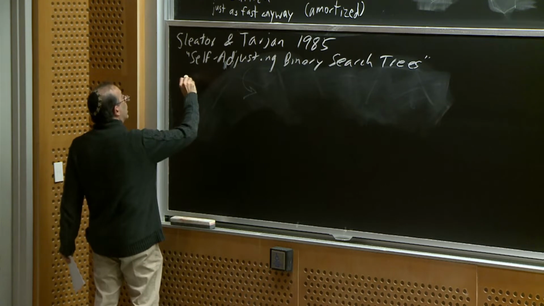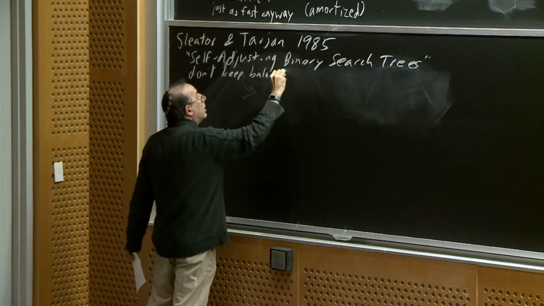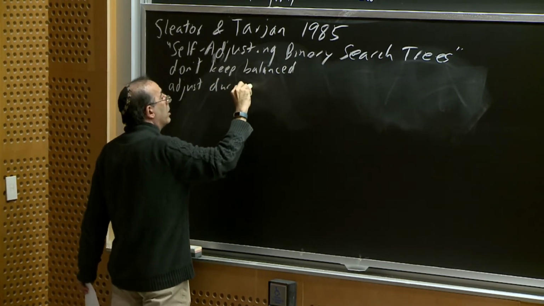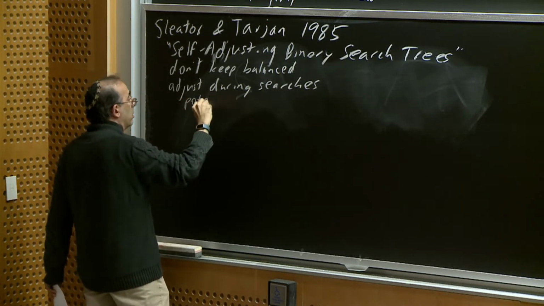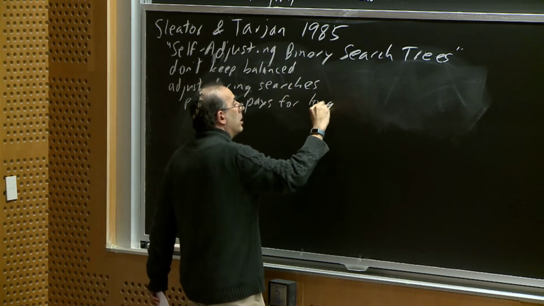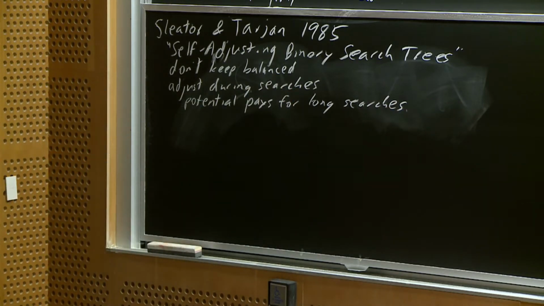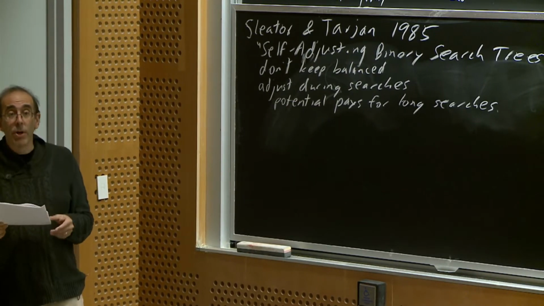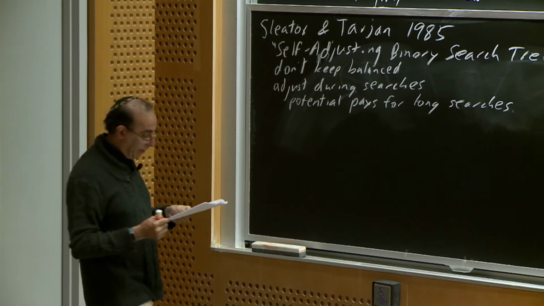So you don't keep it balanced. Instead, you adjust during searches in a way that releases potential that pays for any long searches. Intuitively, if the tree gets very imbalanced so that you take a lot of time searching, then your restructuring of the tree as a result of the search will make it not have that long path anymore. Okay.